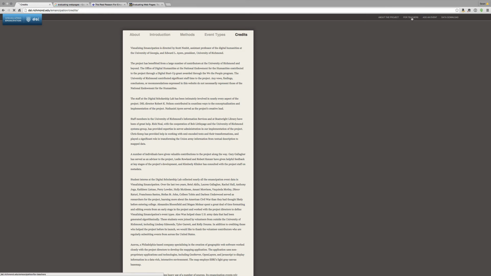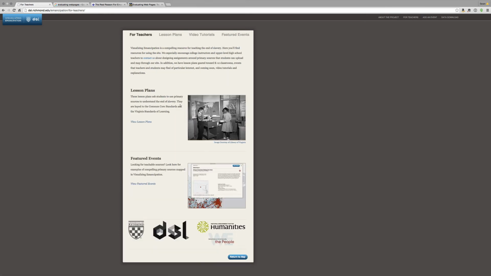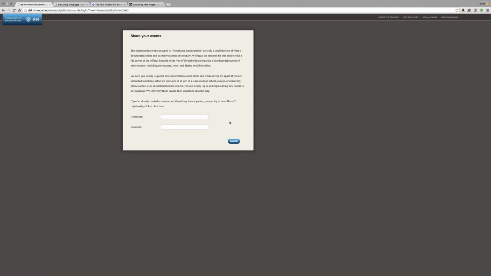There's also a lengthy section here for teachers, basically talking about how one could use this website in their class. And I think what is really interesting to me, at least about this site, is the interactivity. If you become a member of the site, you can actually add to the map.